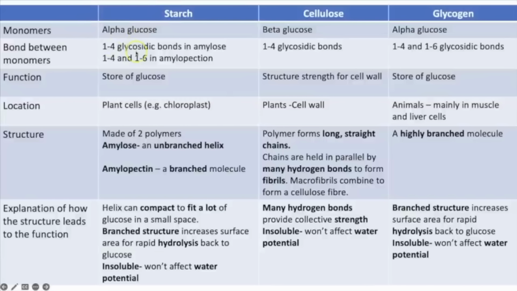And because it's got alpha glucose, it's able to form both 1-4 and 1-6 glycosidic bonds. Amylose is one of the polymers in starch, and that only has 1-4 glycosidic bonds. And due to that, amylose forms these long, straight chains that then coil up to make a helix. So overall, it's got a helix shape, whereas amylopectin is made up of 1-4 and 1-6 glycosidic bonds. And as soon as there's a 1-6 glycosidic bond, that results in a branch coming off. So amylopectin is a branched molecule.